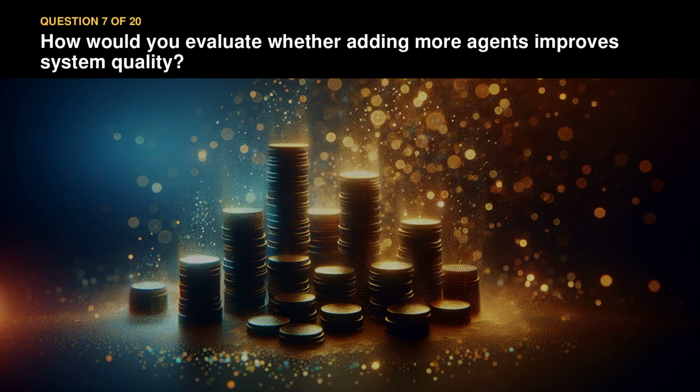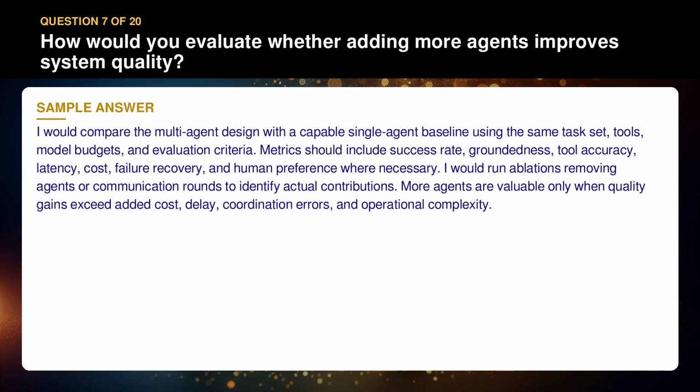Question 7. How would you evaluate whether adding more agents improves system quality? I would compare the multi-agent design with a capable single-agent baseline using the same task set, tools, model budgets, and evaluation criteria. Metrics should include success rate, groundedness, tool accuracy, latency, cost, failure recovery, and human preference where necessary.